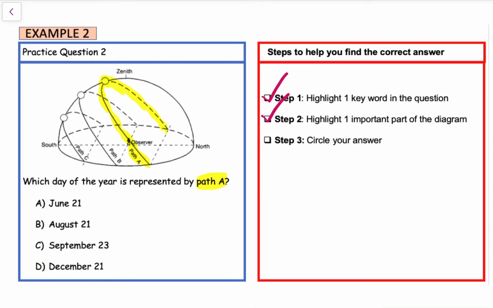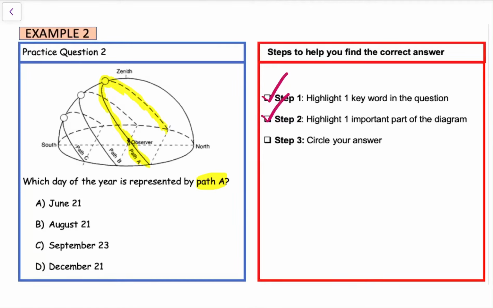Now that I've highlighted both a keyword in the question and an important part of the diagram, I'm better positioned to try and answer the question correctly. My eyes are now focused in on path A. I can look at the diagram. I can look at path A and easily compare it to the other parts of the diagram because it's highlighted for me and it stands out.